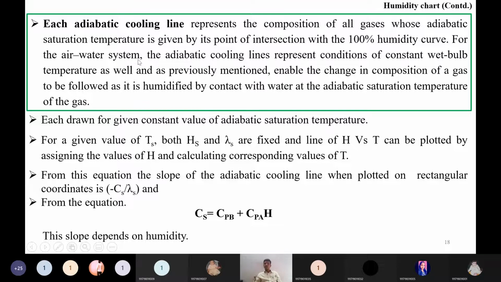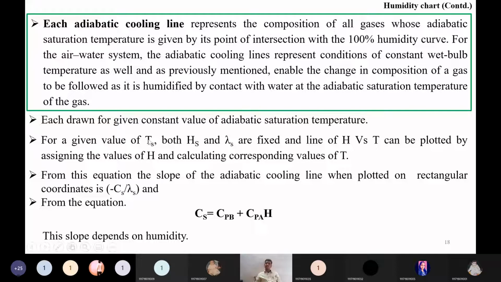For the air and water system, the adiabatic cooling lines represent conditions of constant wet bulb temperature, as previously mentioned, enabling the change in composition of a gas to be followed as it is humidified by contact with air at the adiabatic saturation temperature of the gas. Whatever the process we have seen, using the adiabatic saturation process only we can estimate the adiabatic saturation temperature, and from that we can draw these adiabatic cooling lines. Each is drawn for a given constant value of adiabatic saturation temperature. For each Ts value, we will have one adiabatic cooling line.